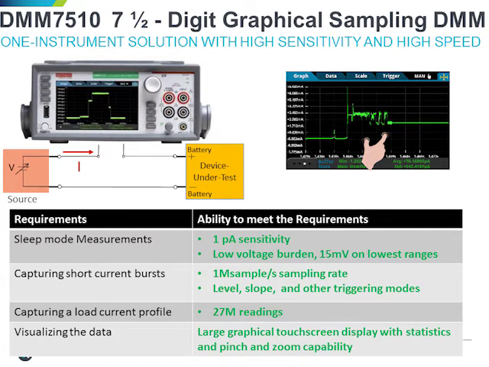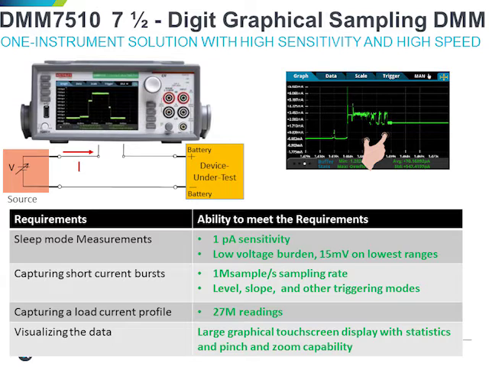Fortunately, Keithley has concentrated on the IoT power measurement challenges and provided an instrument that can meet the requirements for high sensitivity, fast sampling, and deep memory. The DMM 7510 can measure sleep mode current with 1 picoamp sensitivity. Using a unique hybrid shunt ammeter feedback ammeter circuit, the DMM 7510 can measure low currents with a very small 15 millivolt voltage burden.